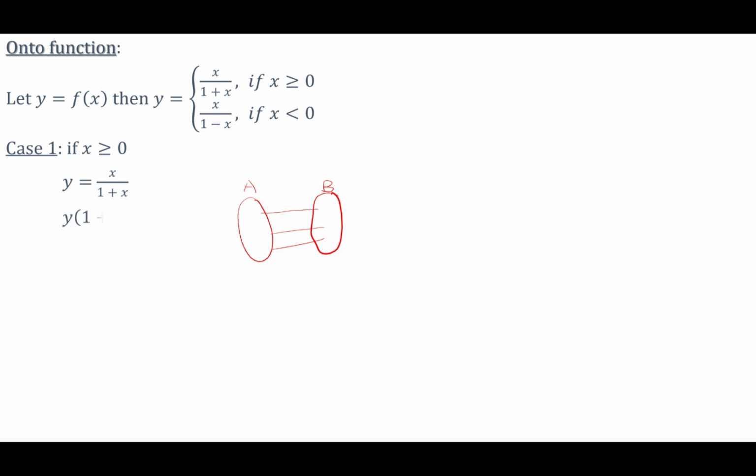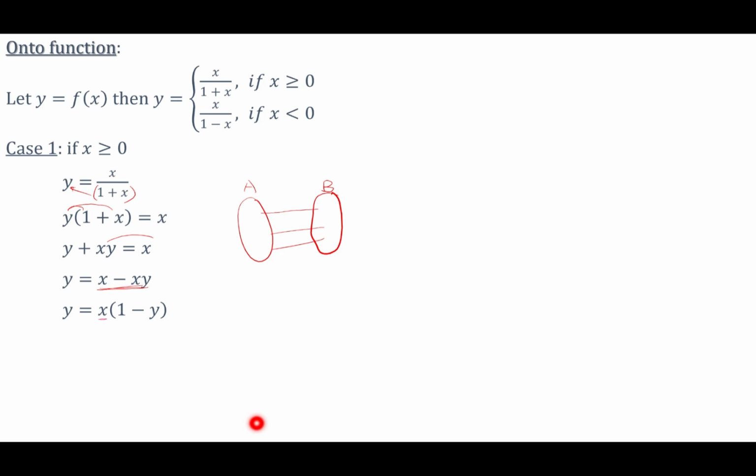Solve for x means I have to cross multiply. This 1 plus x will cross multiply with y. So y times (1 plus x) is equal to x. And this y has to multiply with these two terms inside. So y plus xy is equal to x. I will switch xy to the other side, it becomes negative. And from these two terms, I will take x as common. So it will be 1 minus y.